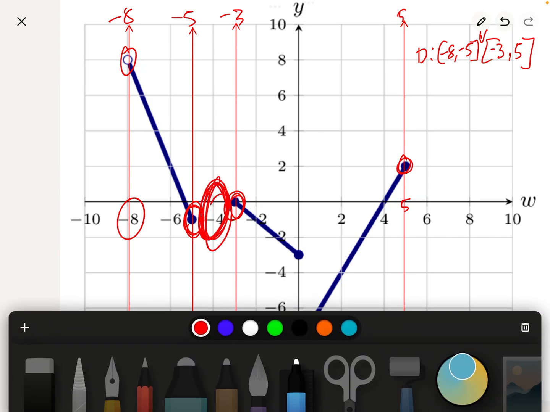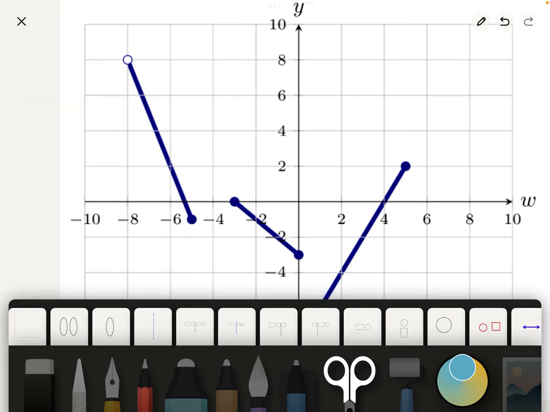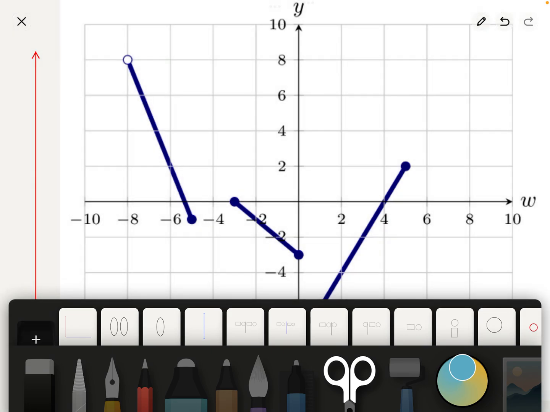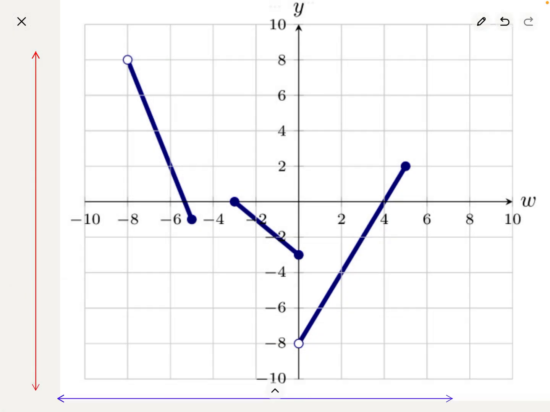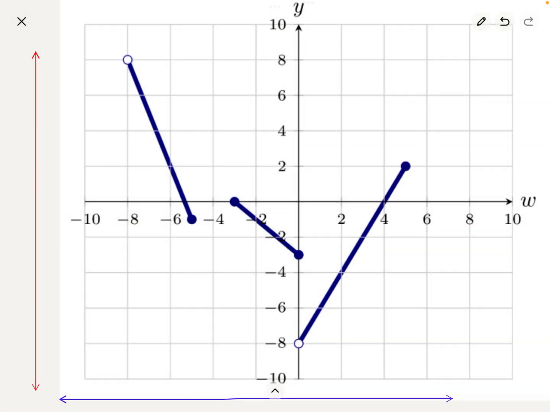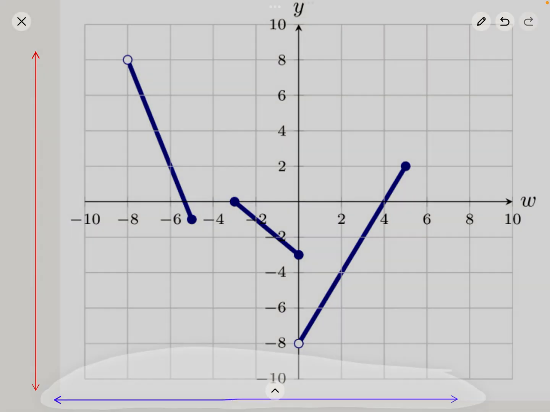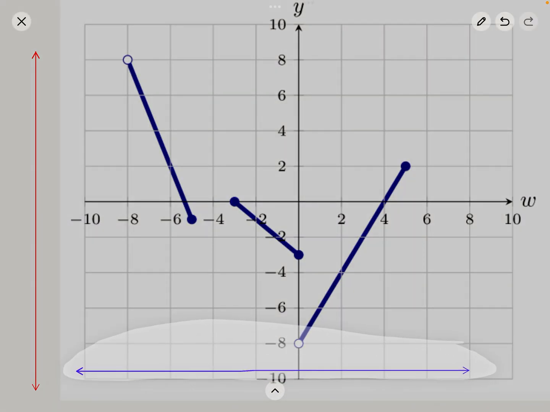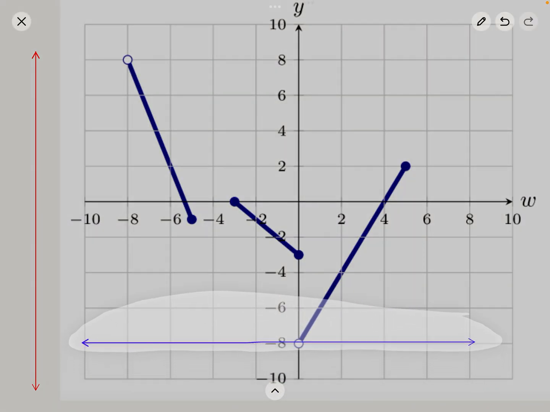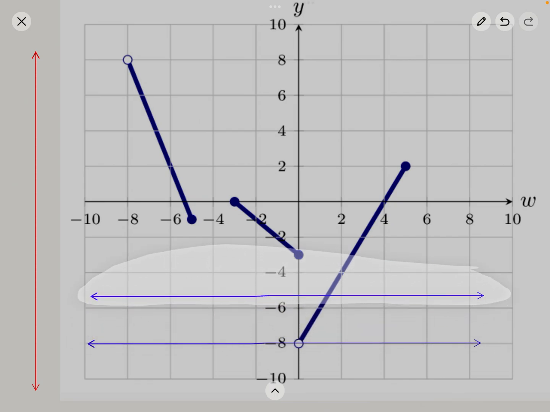So now, last thing, we're going to do the range. And again, I am going to use a horizontal line. So I'm going to start here, and let me copy this horizontal line. Remember, horizontal lines are output lines, so that's where my output starts. Let me copy that. And then I'm going to move this horizontal line all the way up until I no longer touch the graph.